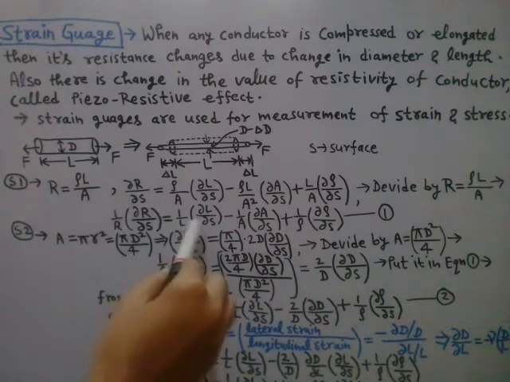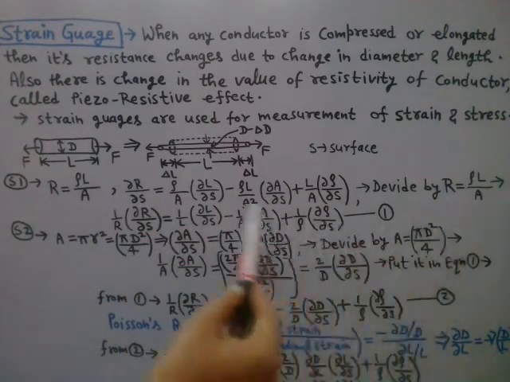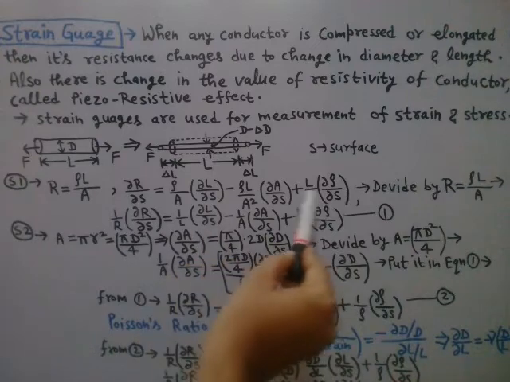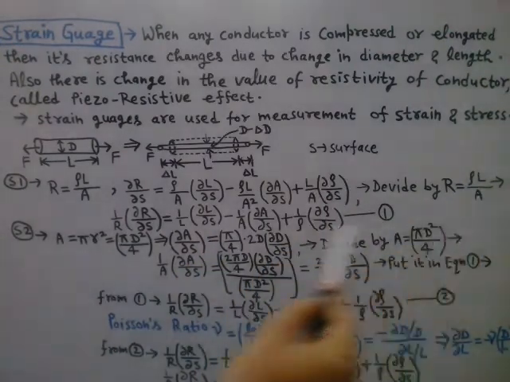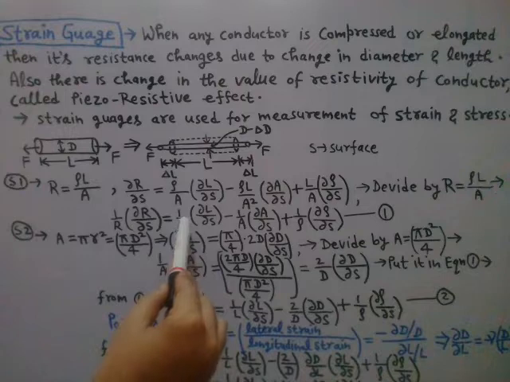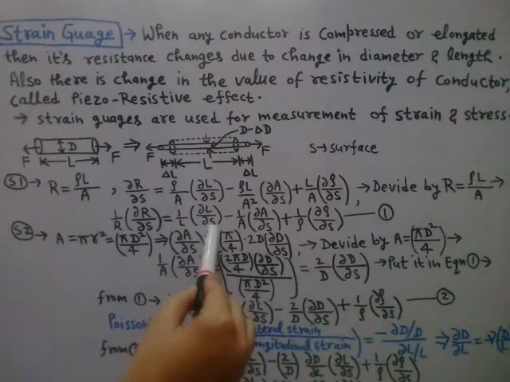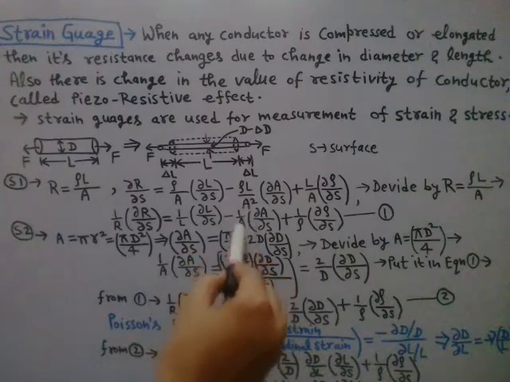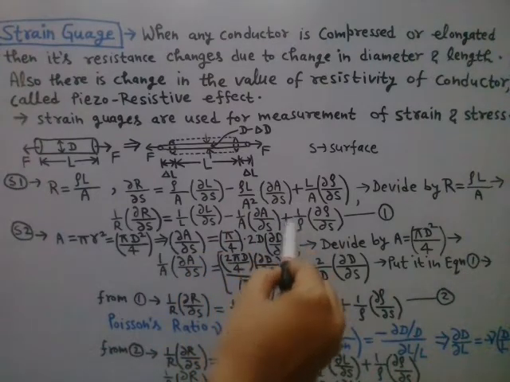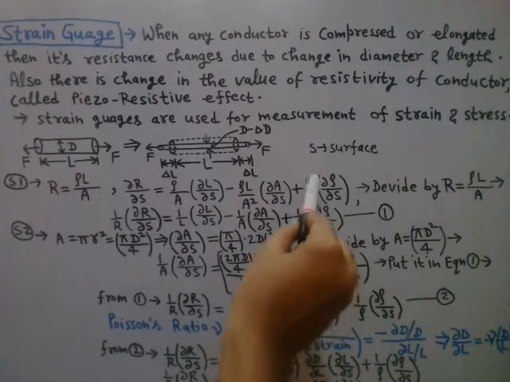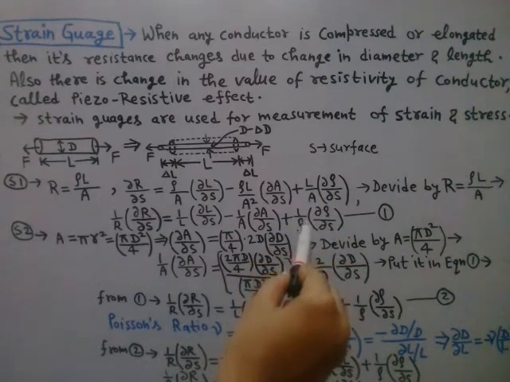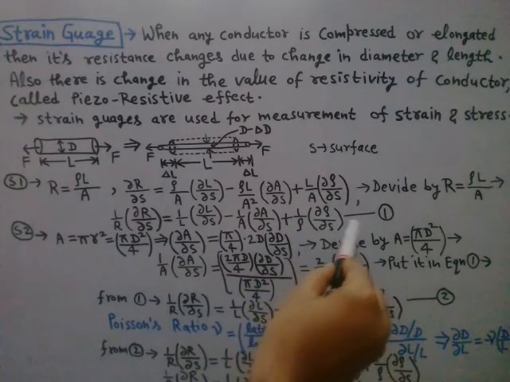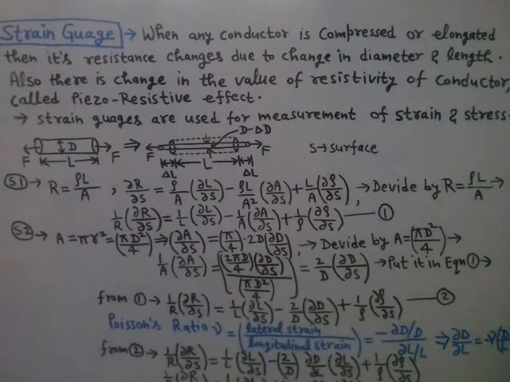and the right hand side divide by rho L by A. Divide each term by rho L by A. So here rho by A gets cancelled, you will get 1 by L del L by del S. Here rho L by A gets cancelled, you will get 1 by A del A by del S, plus here L by A gets cancelled, and here you will get 1 by rho del rho by del S. That is equation number 1. Alright, okay.